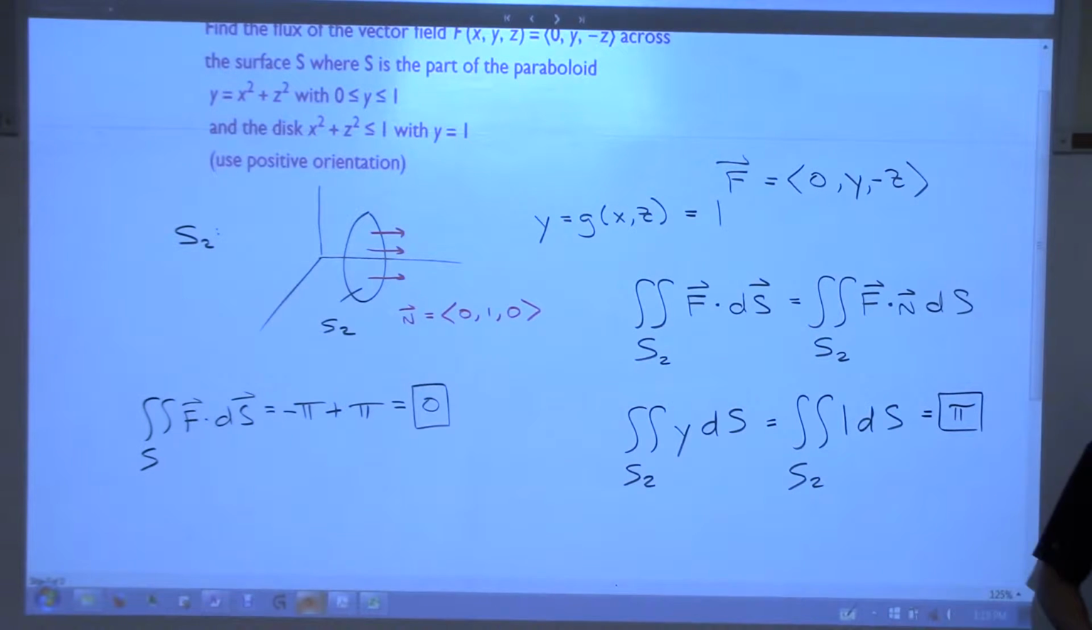If the flux is 0, does that mean the curl and divergence might also be 0, so it's like not moving? That the curl and divergence are 0? Not necessarily.